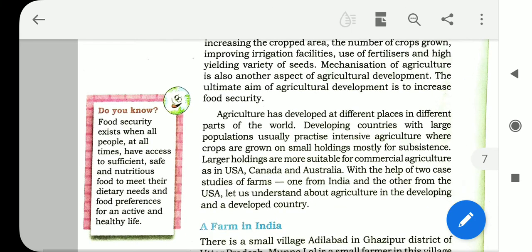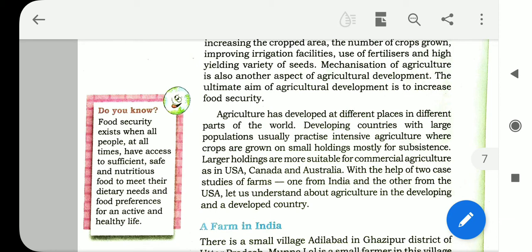Agriculture has developed at different places in different parts of the world. Developing countries with large populations usually practice intensive agriculture where crops are grown on small holdings, mostly for subsistence. Larger holdings are more suitable for commercial agriculture in USA, Canada, and Australia. With the help of two case studies of farms, one from India and the other from the USA, let us understand about agriculture in the developing and developed countries.